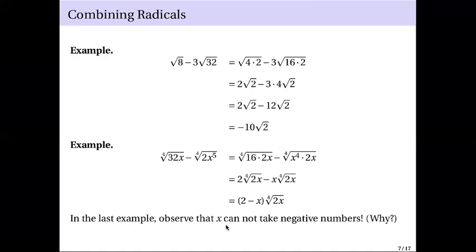Now, observe that x cannot take negative numbers, and I have already explained that. Because again, you have the fourth root of 32x and x here. It's just x, so your x must be greater than or equal to 0. So we don't have to put the absolute value here.